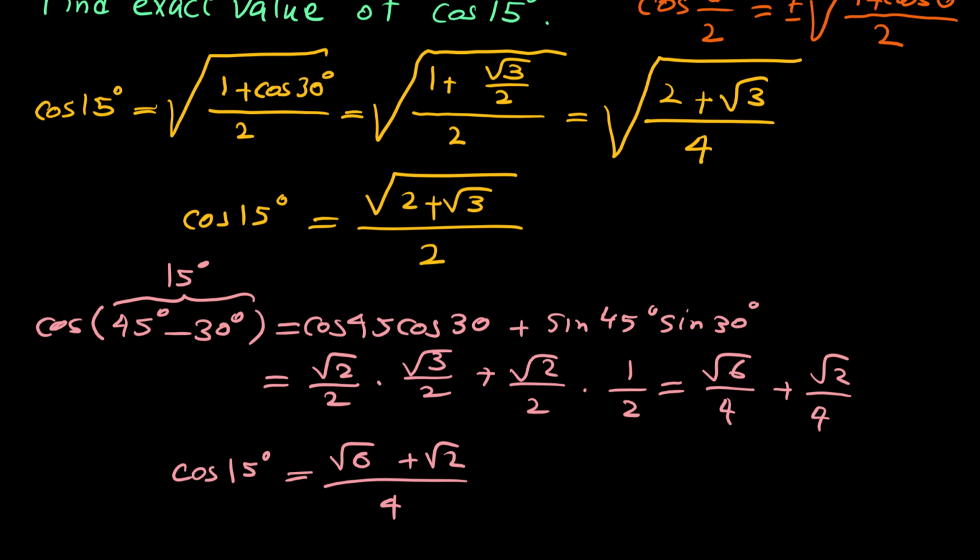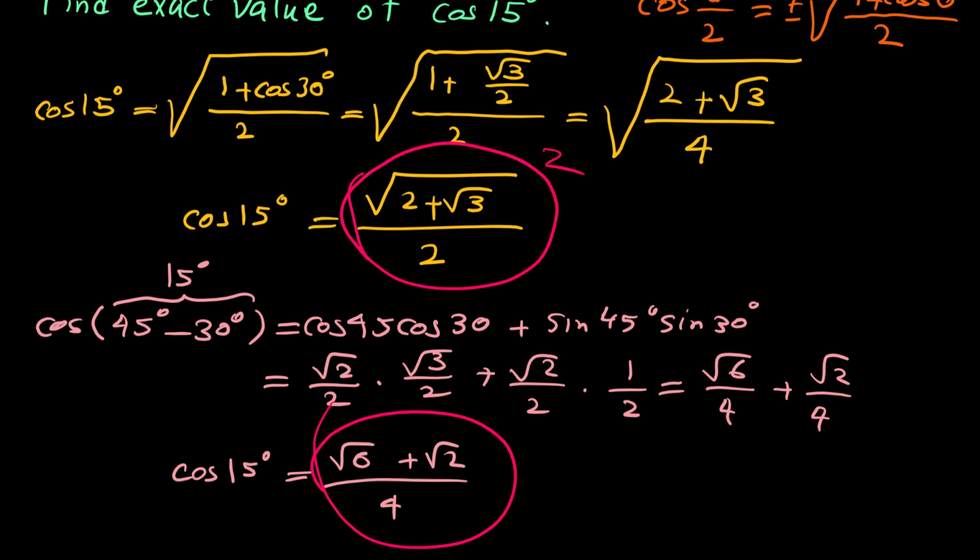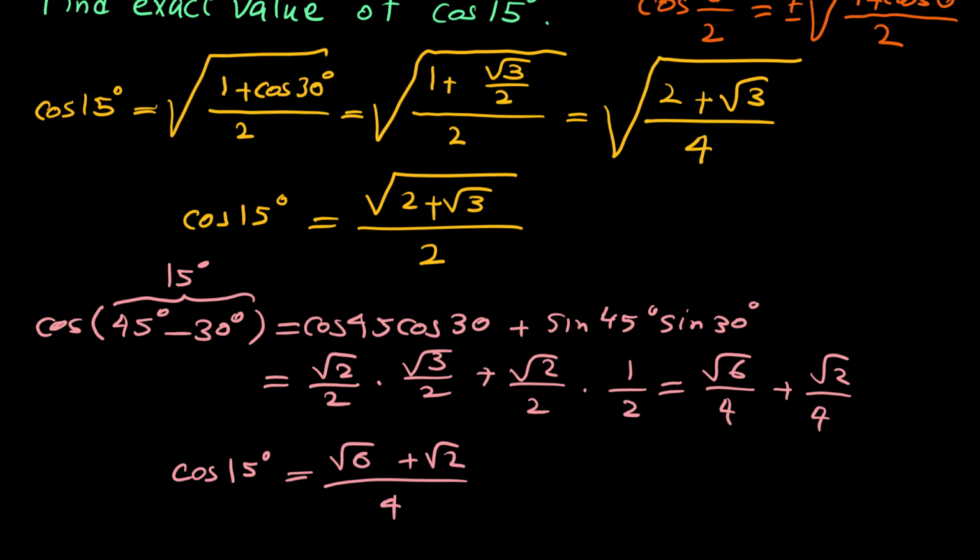To prove that these two answers are equal, one method is to raise this to the power of 2 and also raise this to the power of 2. Simplify and you will see that they are equal. This is one method that I want to use here. There are other ways for showing that these two are equal, but they are maybe a little more complicated. I think this is the best way to show that these are equal.